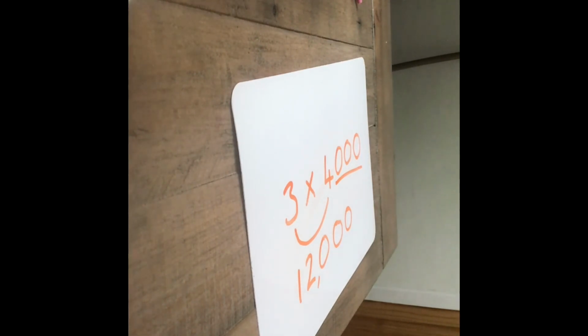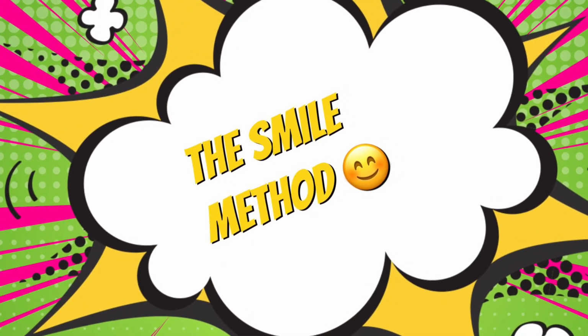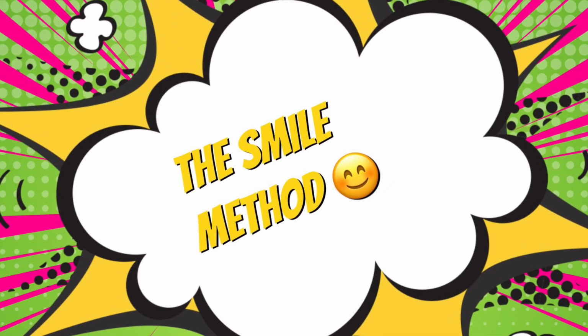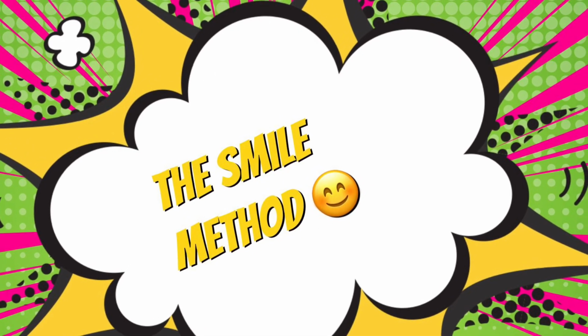Now you could make this game a competition. You can compete with somebody else in your house if you want to, and make it a bit of fun, keep some points. So that was the SMILE method that you can use when you're doing multiples of 10, and I hope you find it useful. Let me know how you get on with your game.